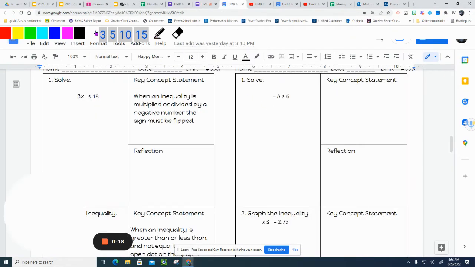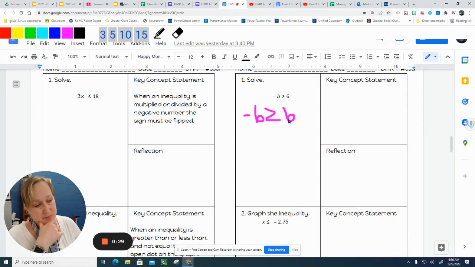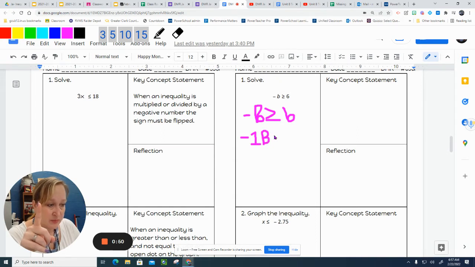And so the first thing you need to recognize, and you're going to write this bigger, says negative b is greater than or less than 6. Okay, we're going to make that a bigger b so you can tell. Now, you see that negative sign? What you need to think about is how many b's do I have? You have 1. So therefore, you need to make sure that you type that or write it or whatever.